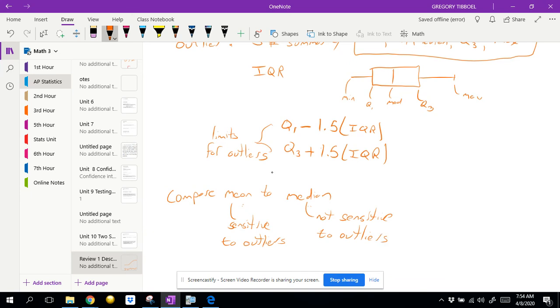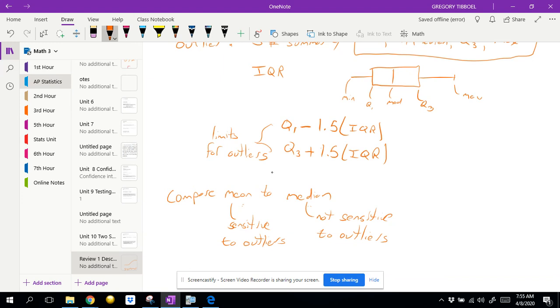So if I have a big, huge outlier, it's really going to mess with my mean, but it's barely going to move my median. So what that means is if the mean is pulled out to the right, it means there's an outlier to the right. So that means it's skewed to the right. If the mean is smaller than the median, it means it got pulled to the left. And that means that there's an outlier to the left. And if they're the same, we can assume that it's probably symmetric.